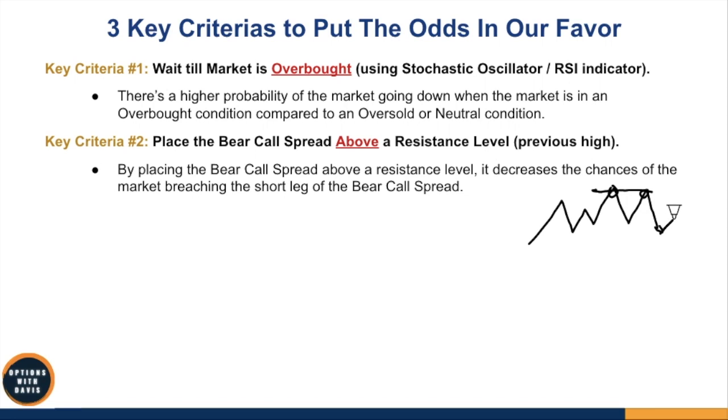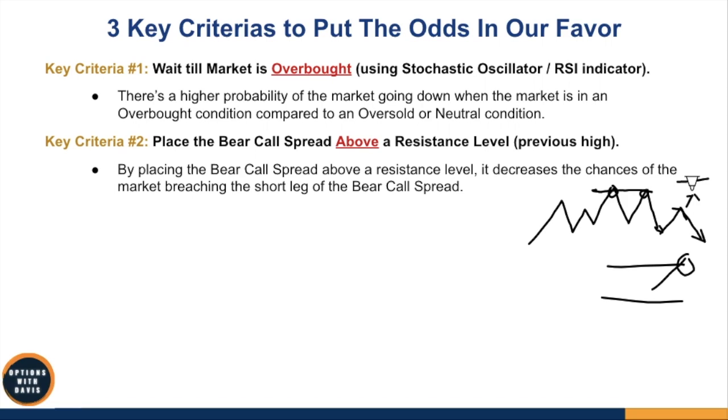So the next time, if the market goes up here again, and you see that the stochastic indicator is indicating that the market is overbought, it indicates to us that there is a greater probability that the market might head down than it going up. So what we want to do is place this bear call spread, the short call, above this resistance line down here.